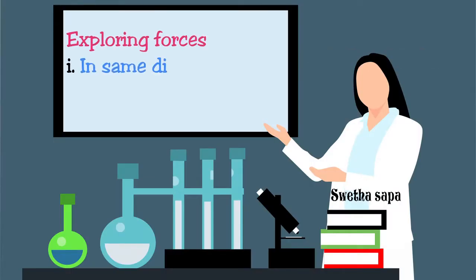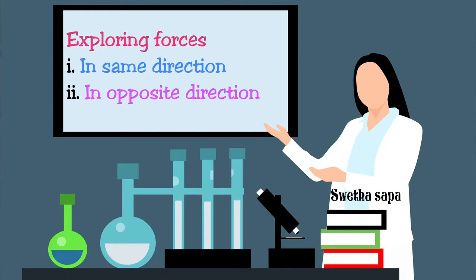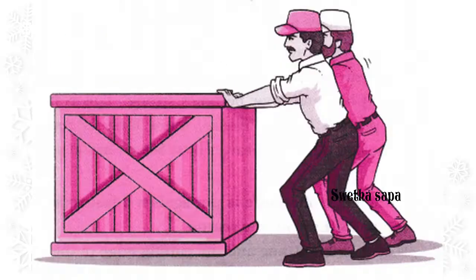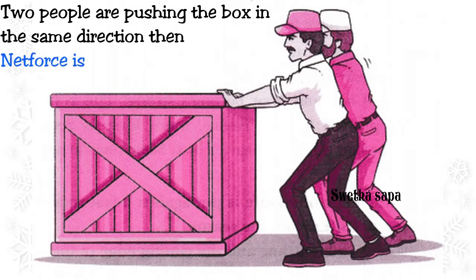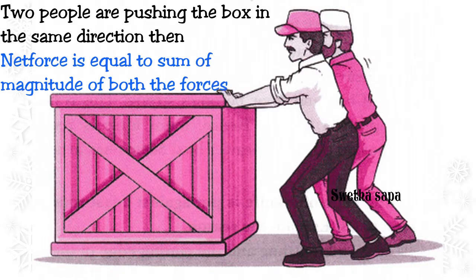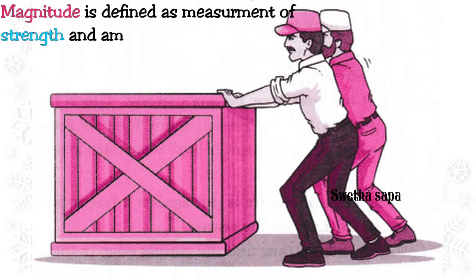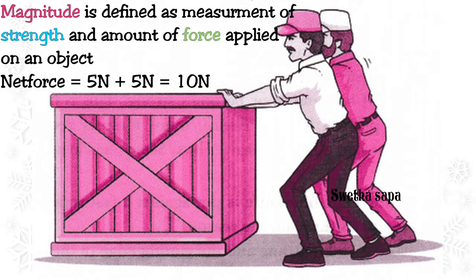Exploring forces. There are two types of forces to be applied, one in the same direction and another in the opposite direction. Here two people are pushing the box in the same direction, so the net force will be the sum of the magnitudes of both the forces. What is magnitude? Magnitude is nothing but the measurement of strength and the amount of force applied.